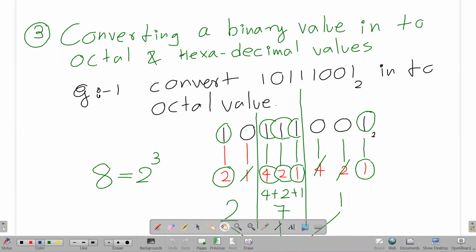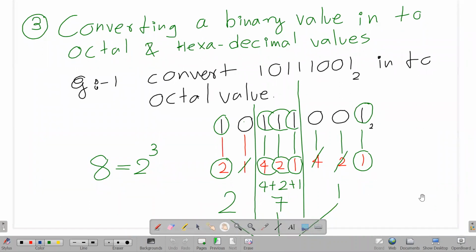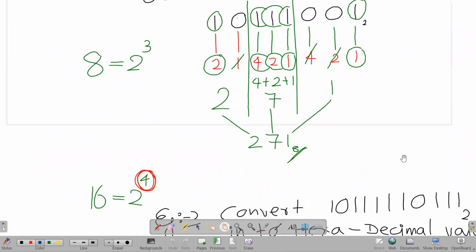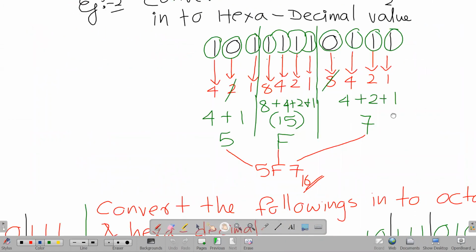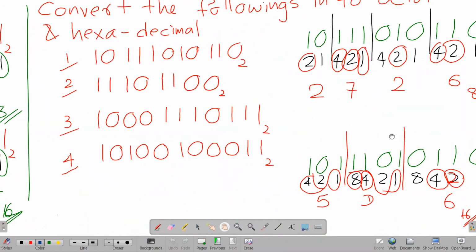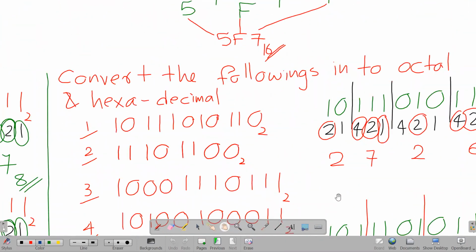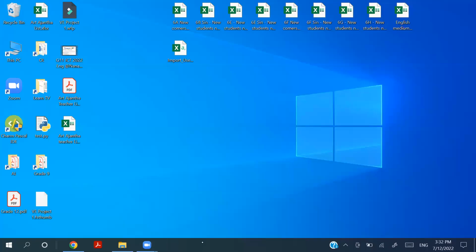All right, so this is the third conversion we did. We were converting the binary values into octal and hexadecimal values. And we did some questions as well, as I remember. All right, yeah, so these are the questions we went through. And today, we are going to start the next conversion.